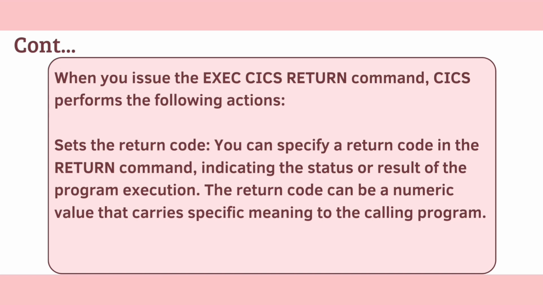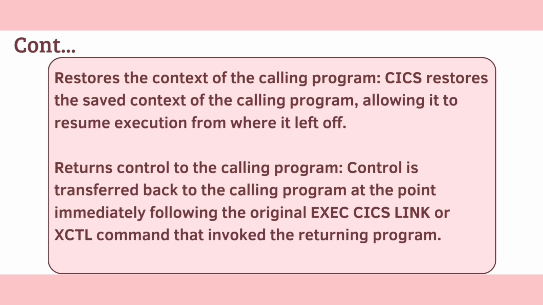At first, it sets the return code. You can specify a return code in the return command, indicating the status or result of the program execution. The return code can be a numeric value that carries specific meaning to the calling program. It restores the context of the calling program. Kicks restores the saved context of the calling program, allowing it to resume execution from where it left off. It returns control to the calling program.